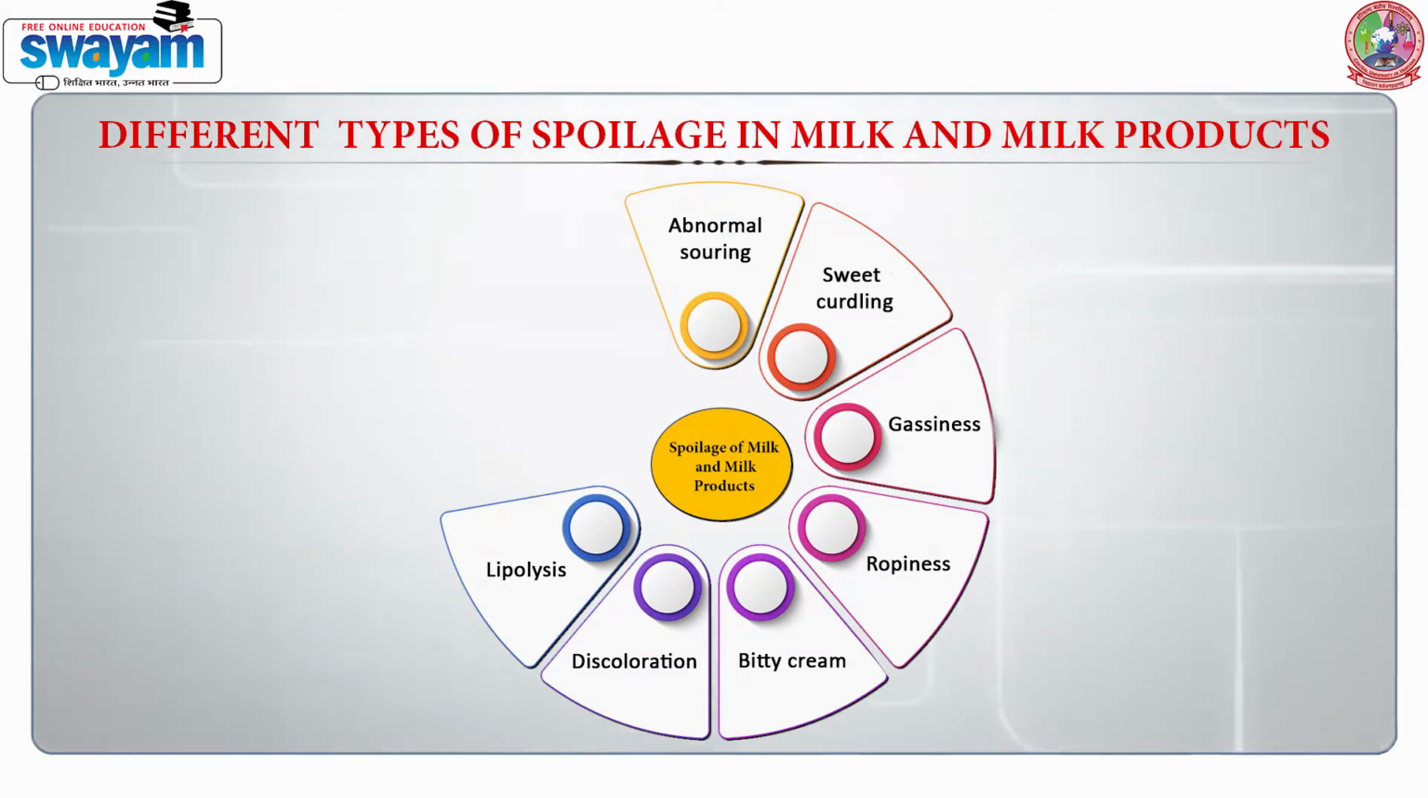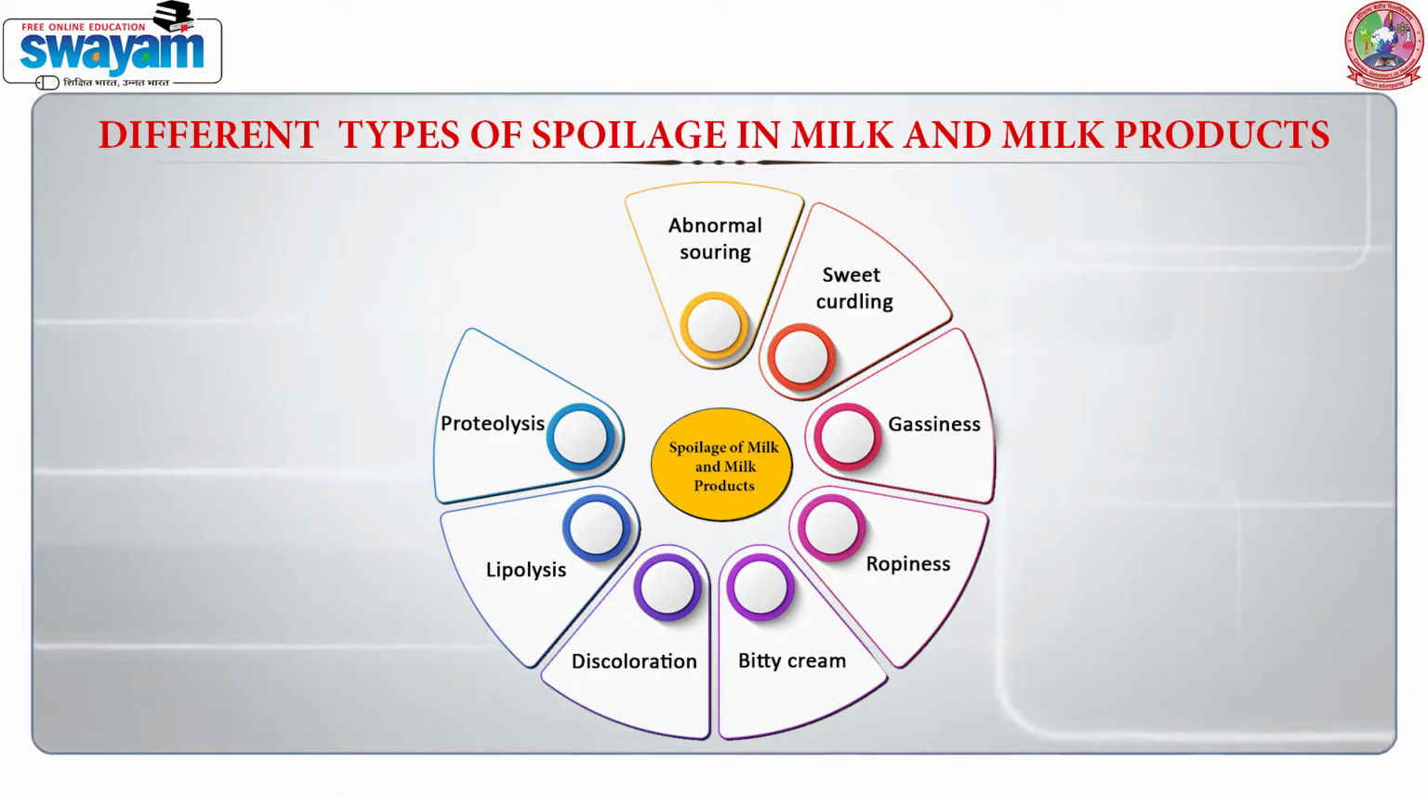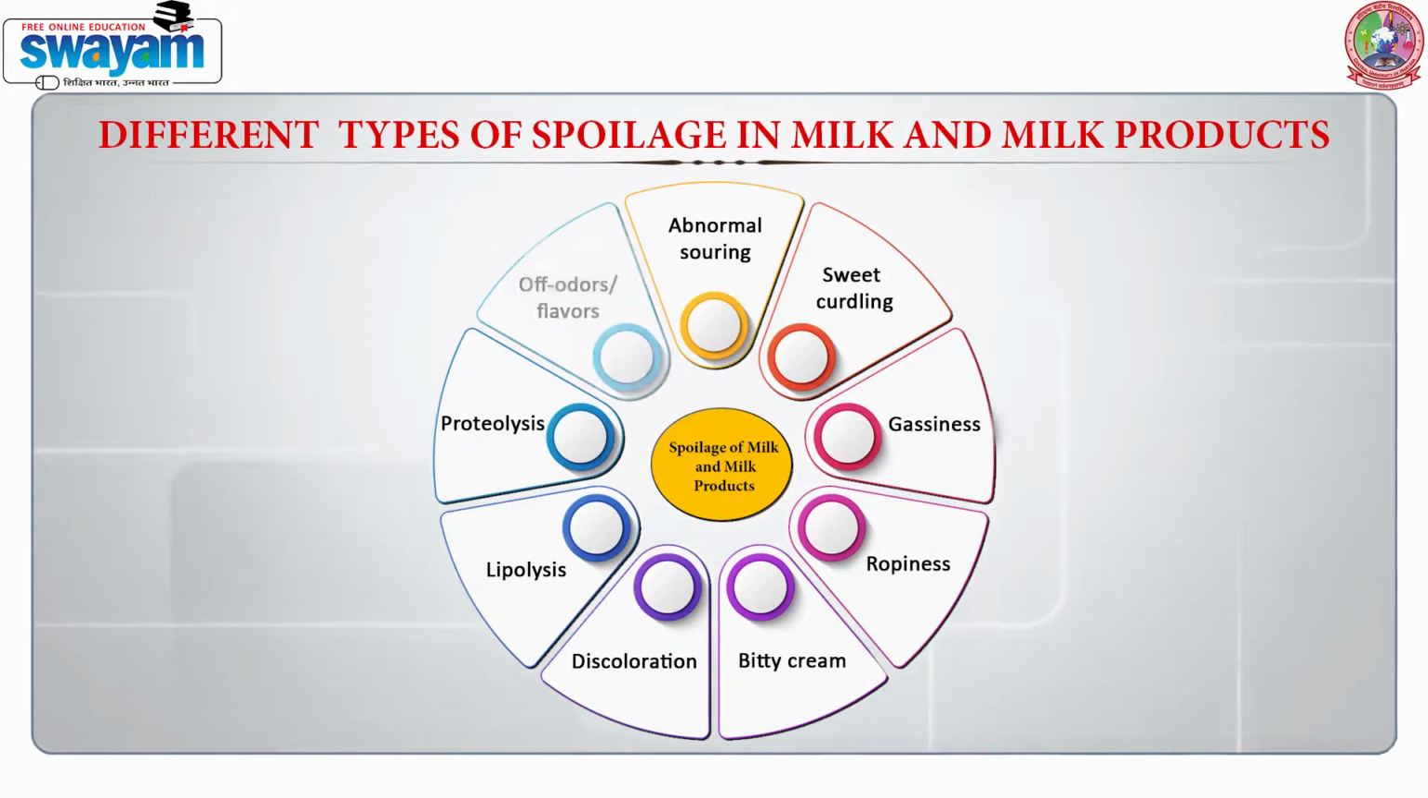Since milk is a good source of protein, we also see a common defect, that is proteolysis, happening in milk. This is due to the action of enzyme proteinases on milk, which leads to the breakdown of the proteins into simpler compounds. Then we have various types of off odors or flavors which happen in the milk due to the growth of microorganisms and their metabolic products.